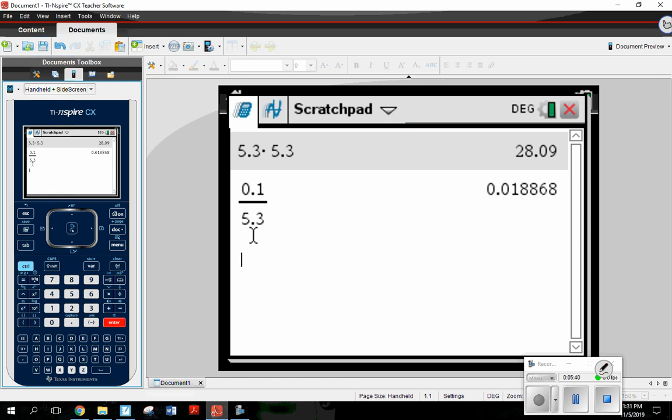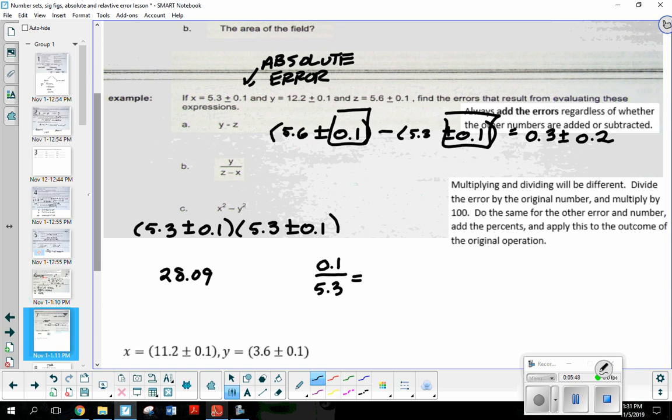Okay, so let me go ahead and write this down. Now, it's not going to be the exact value. Let's go ahead and round it to 3 sig figs. So this would be 0.0189. Okay. So let's say 0.0189, just to give me a value that I can work with.